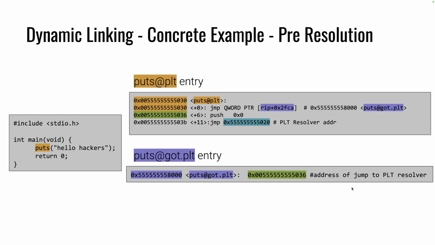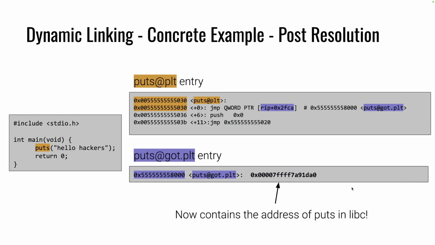Now, after we have gone through this loop and the function has been resolved, we still have puts inside of our executable, we still have puts at PLT, and it still contains a couple instructions that ultimately just jump to whatever is listed in the GOT. But this time, since we have already resolved it and we are post-resolution, the GOT entry now contains the address of puts inside of libc.